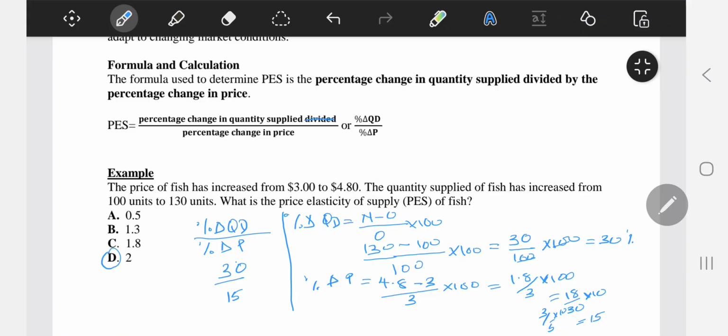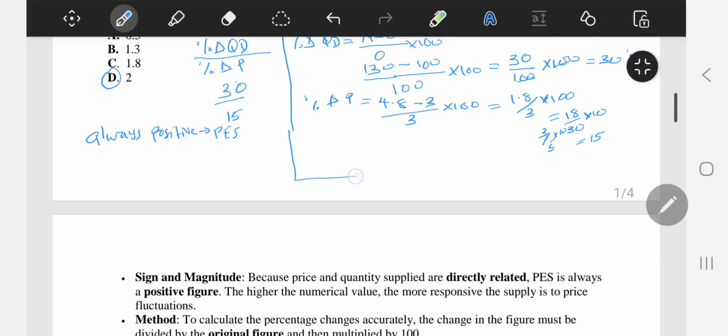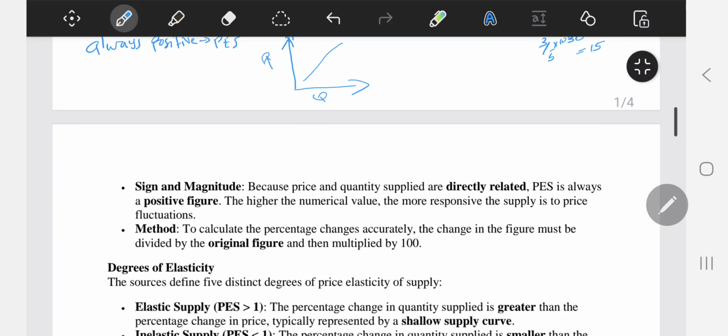As you will notice, a difference between PES and PED is that PES is always positive. So don't forget that. PES is always positive, and this is because the supply curve is an upward sloping curve. So that's why you're getting that value to be always positive. And also remember, the higher the value you get, the more responsive supply is to changes in price.